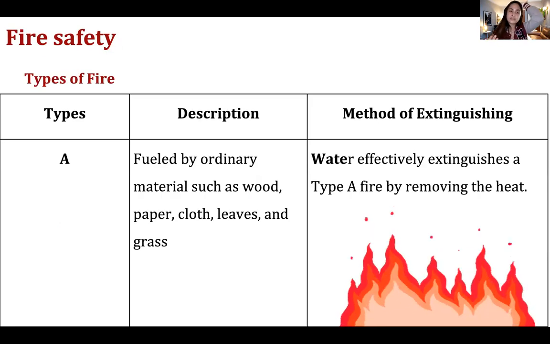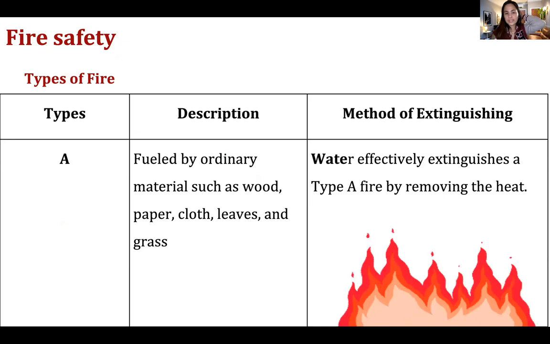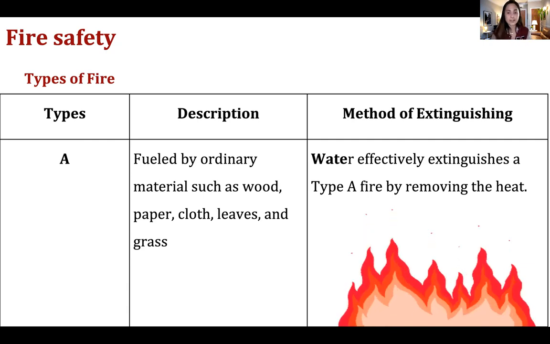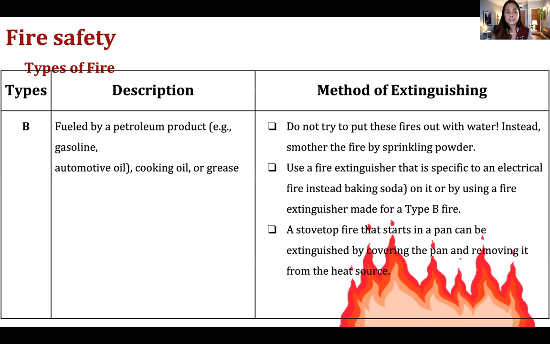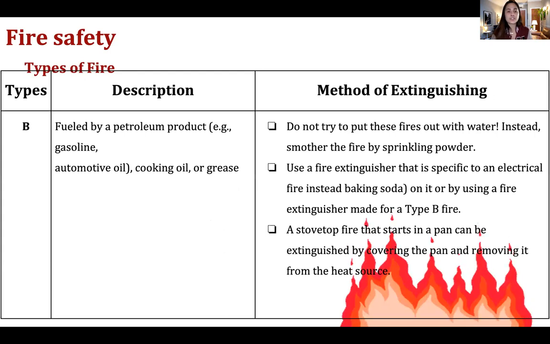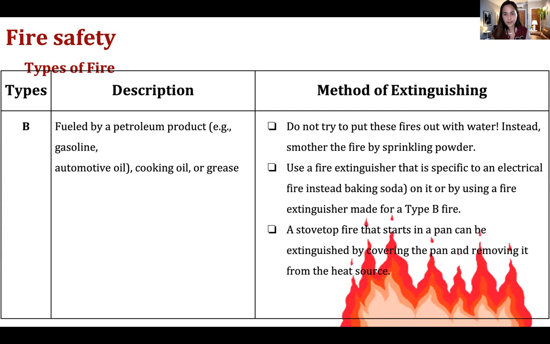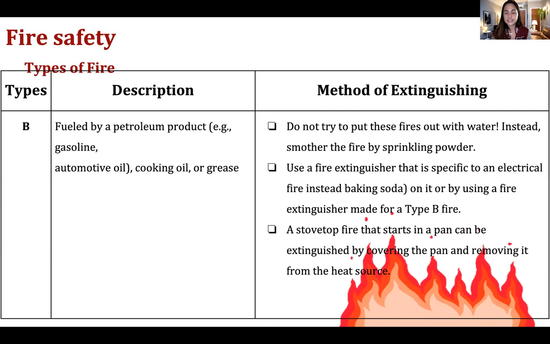So we have different types of fire. Type A is usually from wood, paper, clothes, leaves, and grass. The method of extinguishing this type of fire is water. Type B fire involves liquids like cooking oil, grease, and gasoline. Do not try to put these fires out with water. Use baking soda, or a fire extinguisher made for type B.